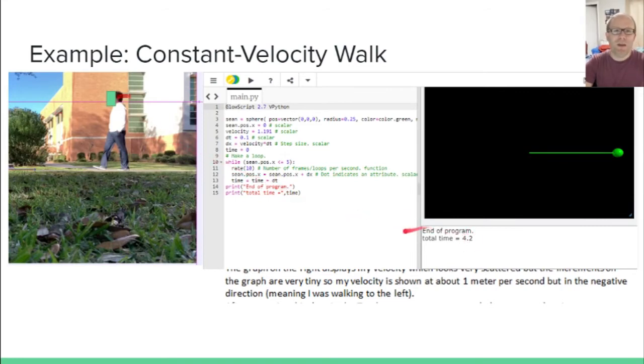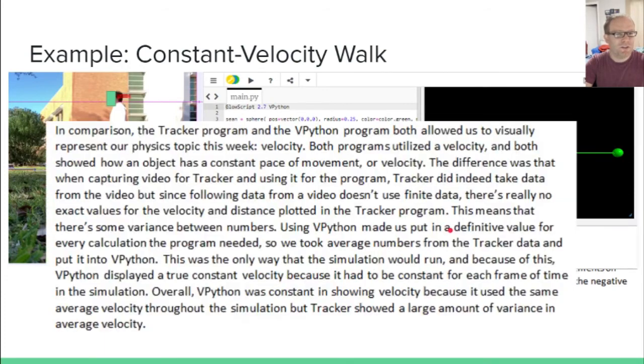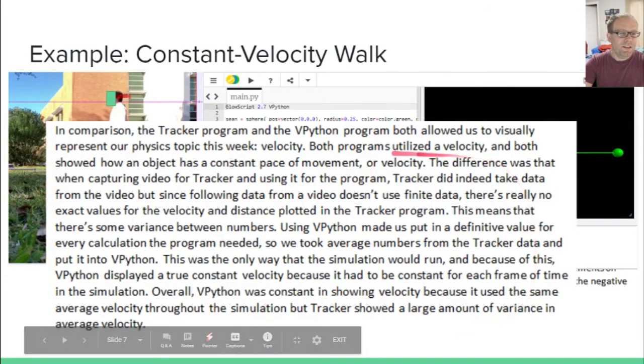That's about all you can really compare on a constant velocity walk: put in the distance that they need to travel and then see how much time it takes for the ball to move across the screen. And then at the end, they have to compare the two.